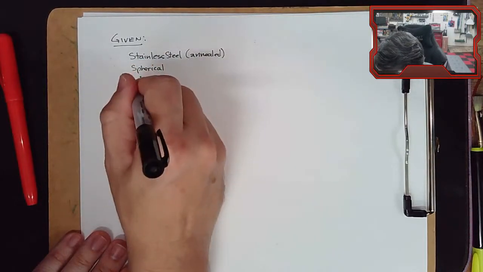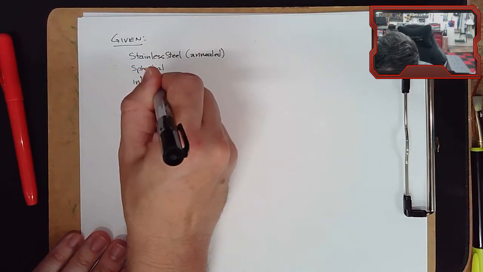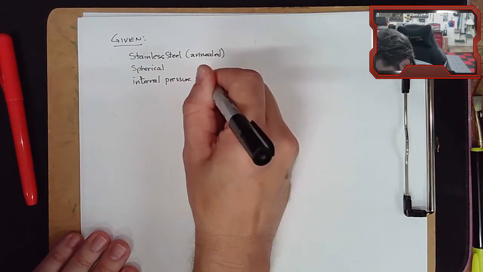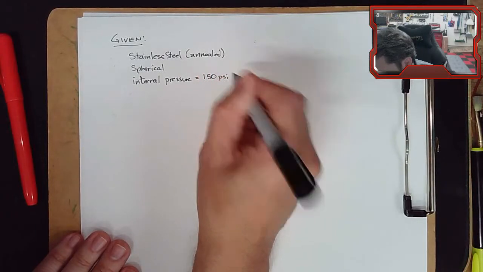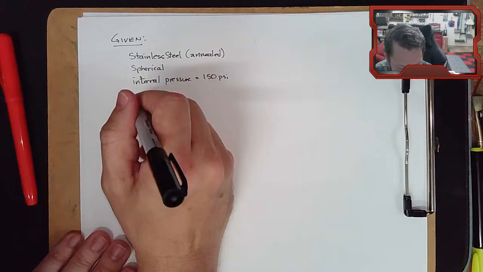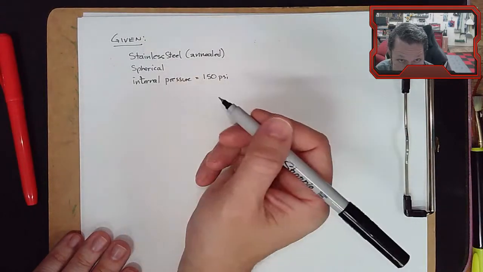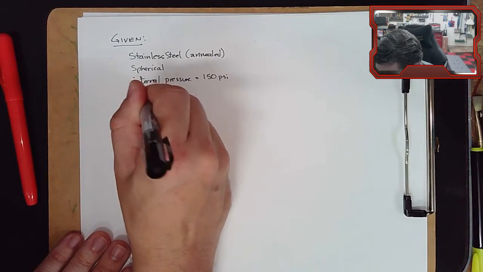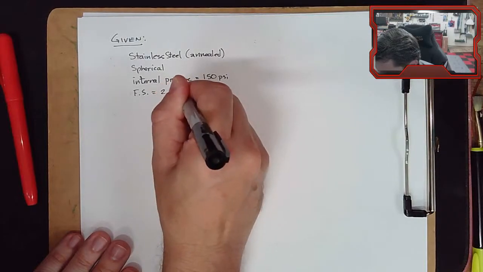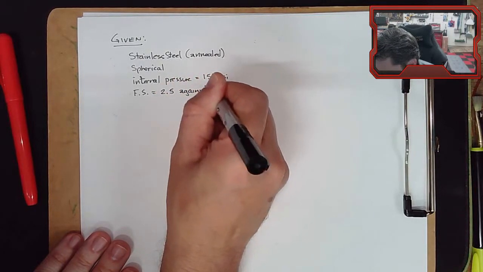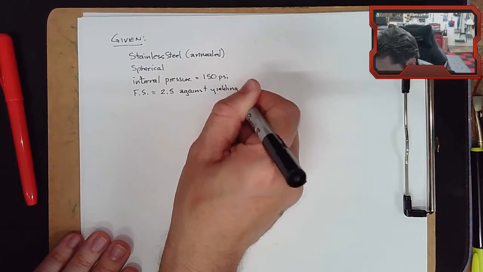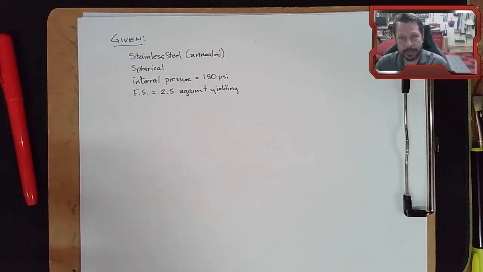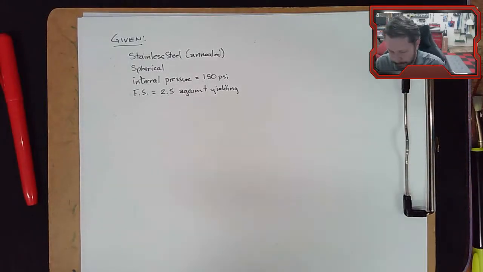It will have an internal pressure, let's say 150 psi. And let's say we want to have a factor of safety of 3. Let's see if that'll work. 2.5. Let's do 2.5. And that's going to be against yielding. We don't want this to even yield, because once it starts yielding, then you're going to get a thin spot in the thing, which is going to increase the stress locally in that spot, and it's going to blow out.